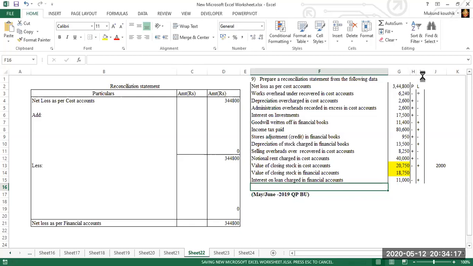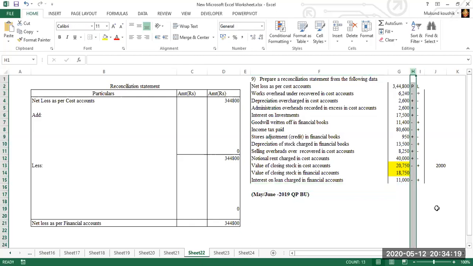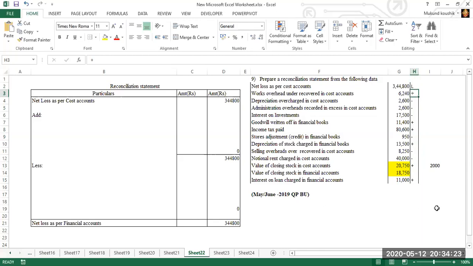So now let us forget about profit. Now we know in case of loss, whatever items we used to earlier add, now we have to deduct. Now what are all the items we are supposed to add? Well, let us add them one by one.